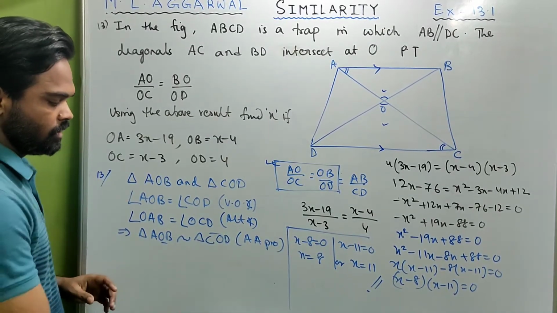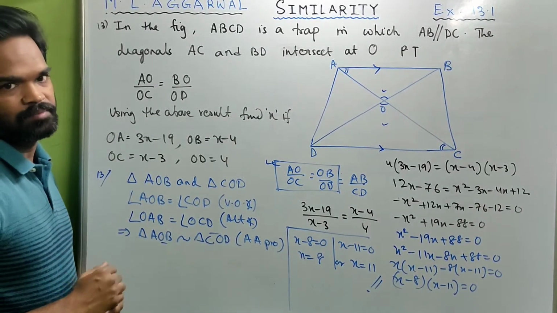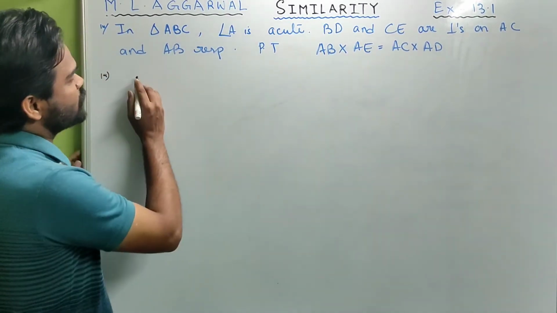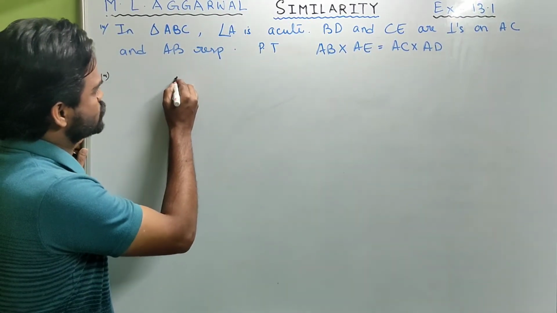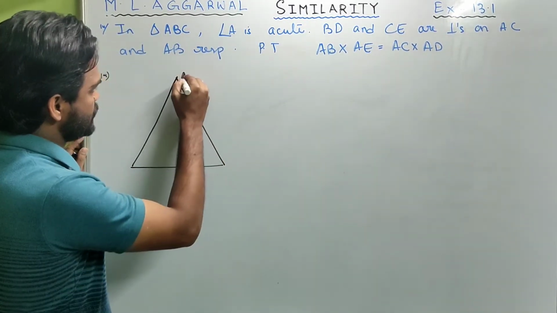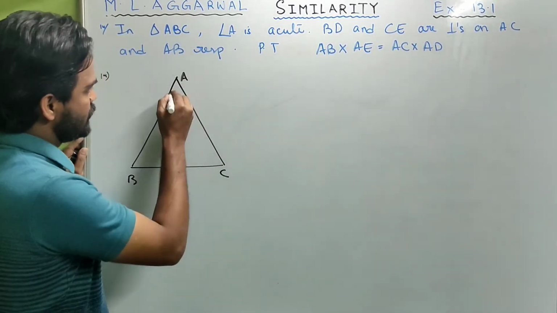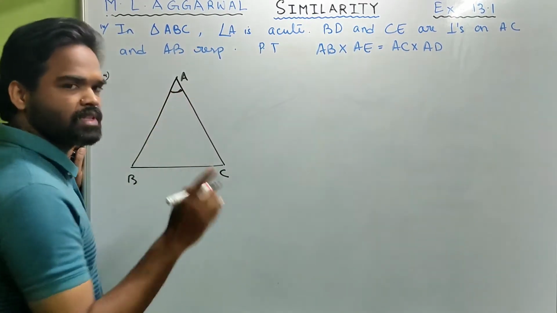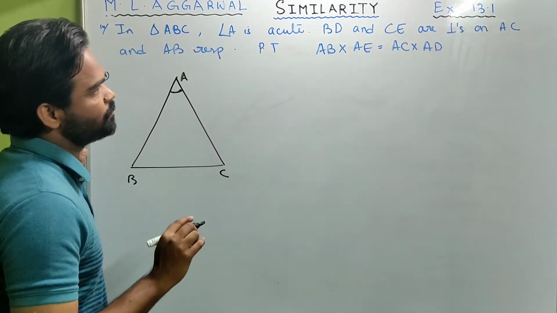Okay. Now let us see the next sum. Now look at sum number 14. In a triangle ABC, angle A is acute. So I'll just draw a diagram. A, B, C. A is acute. This kind of sums are important, you know, when the diagram is not given. You need to draw the diagram, okay?